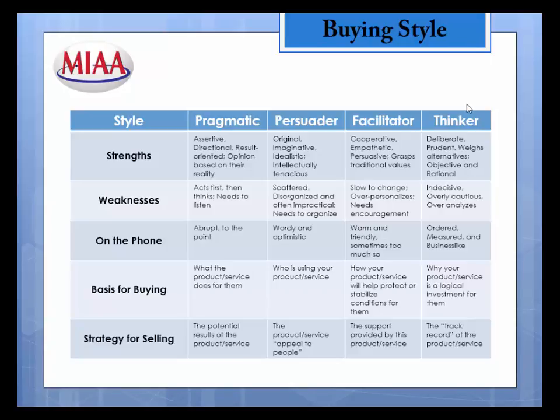Again, everyone has a varying degree of these things, so nobody's just 100% pragmatic, other than maybe Donald Trump. No one's just a thinker, other than like Spock. But everyone has some sort of a mix of these. You need to find out what their dominant style is, so that you can know how you want to present that proposal, because as you probably know, you probably present based off of whatever your buying style is.